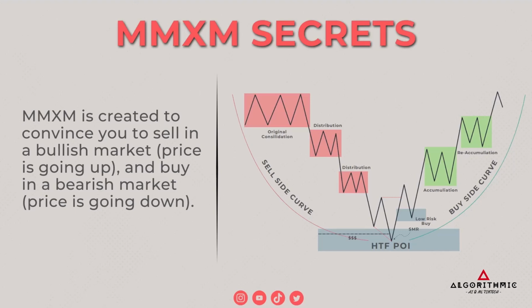The reason is market maker's model is created to convince you to sell in a bullish market while the price is going up, and buy in a bearish market if the price is going down. So consider this price action right here. You can see that we have a range. We had a breakout to the lower side, another range, and another breakout to the lower side. A lot of people will be trading ranges and then creating a new low.